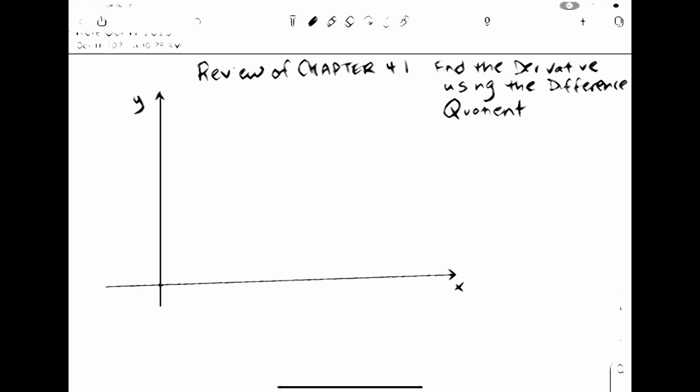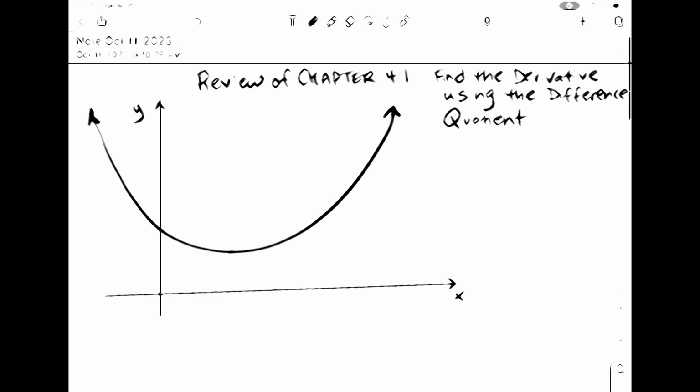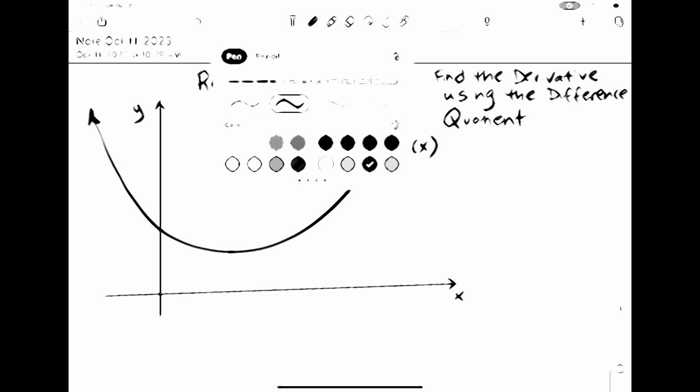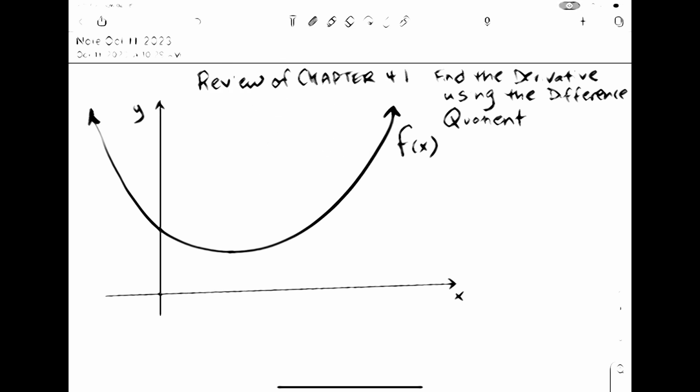Today we're going to be talking about finding the derivative using the difference quotient. Here I've drawn a set of x and y axes, and here is any old function. Why do we know it's a function? Well, it passes the vertical line test. That means that any vertical line drawn anywhere in our function only passes through our function one time. So clearly this is a function.